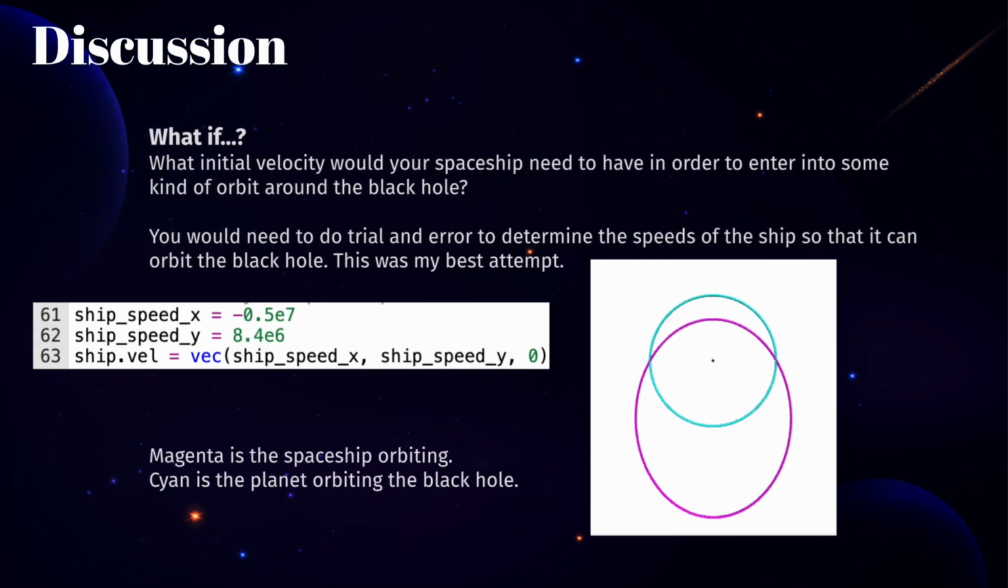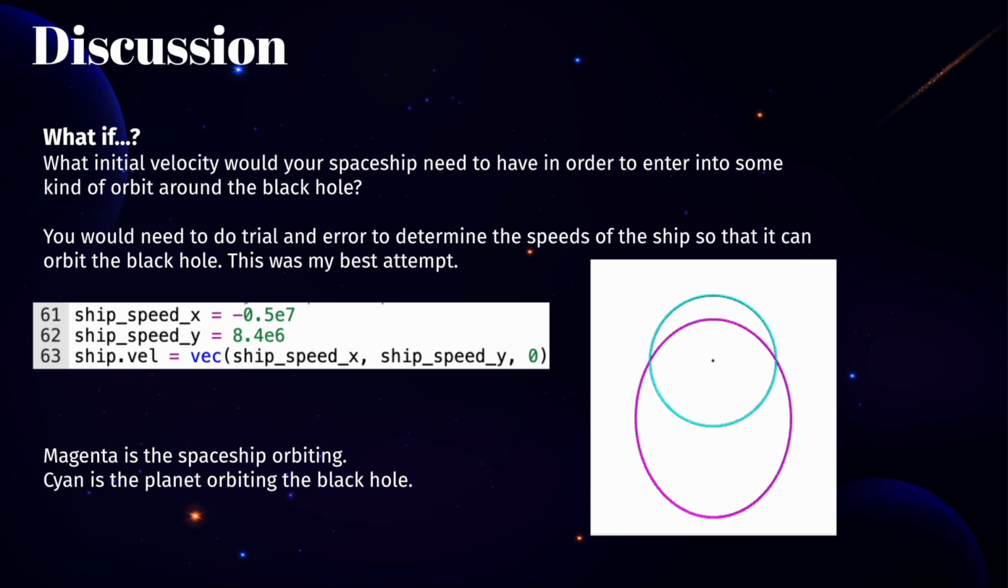For our last discussion question, we have the what if. What initial velocity would your spaceship have to have in order to enter some kind of orbit around the black hole? Now you also need to do this through trial and error and determine the speeds the same way we just did for the initial velocity, and that is what I did. Now this is my best attempt. It would be nicer if it was a perfect circle, but we have an oval. Our magenta is the spaceship orbiting, and then again our cyan is the planet orbiting. So these were my speeds to get it to circle.